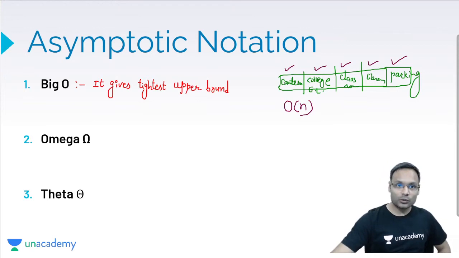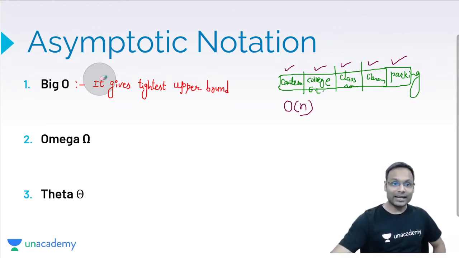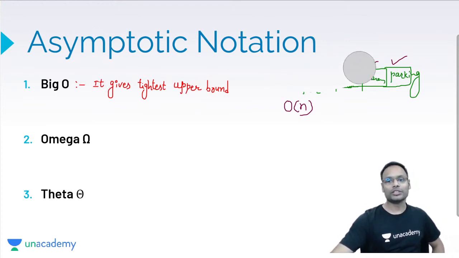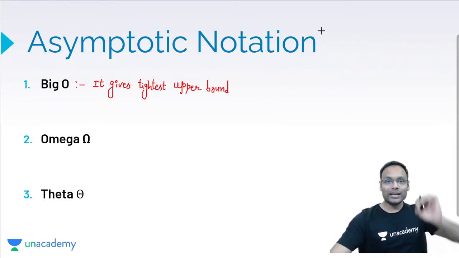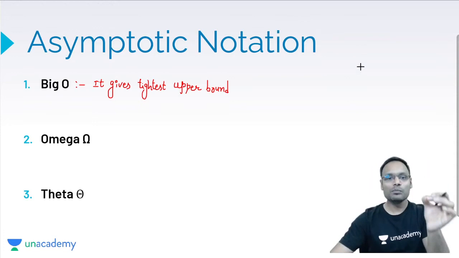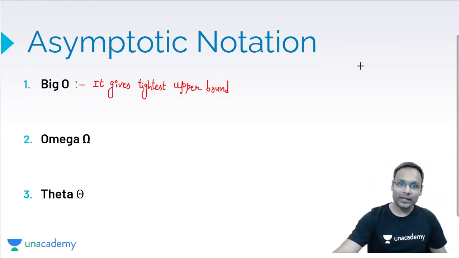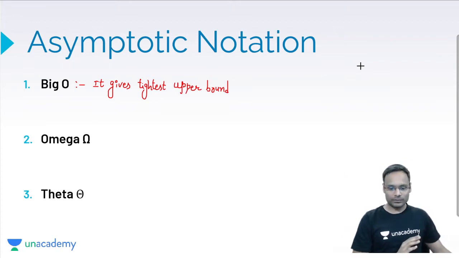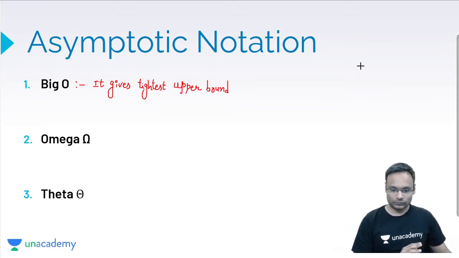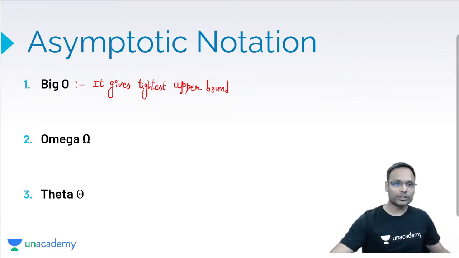I guess you understood with 2 different examples what the big O notation is. So what does big O notation say? Tightest upper bound: no more steps than this will be needed. More than these steps will not be required. Fewer than these are possible? Yes, possible. Let's talk about omega notation now.